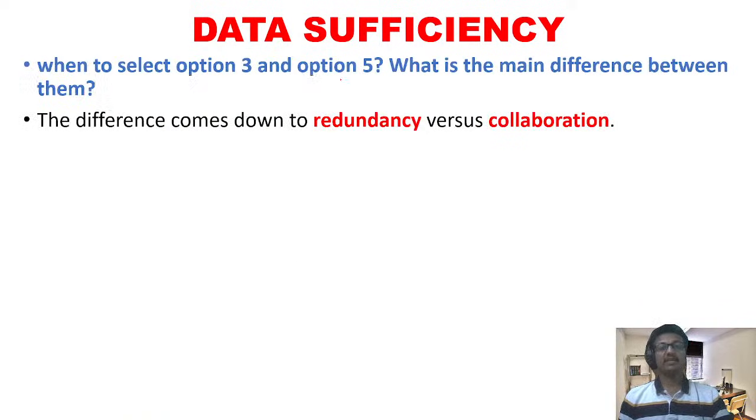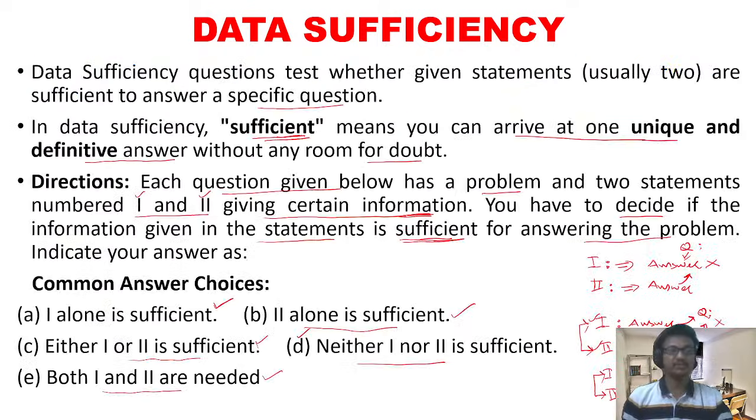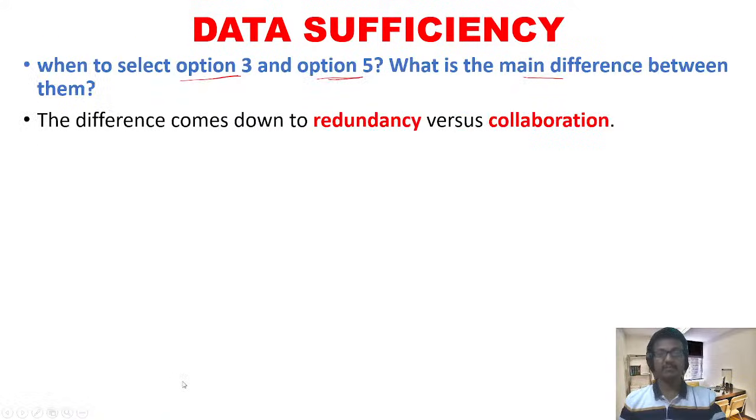In this, the very trickiest part is selection of an option. Which one to select, when to select option 3, and when we should choose option 5. What is the main difference between them? Both seem to be the same. Option 3 is either 1 or 2 is sufficient, and option 5 is both 1 and 2 are needed. Here these two options seem to be the same, but there is a slight difference between them. Let us understand with an example.